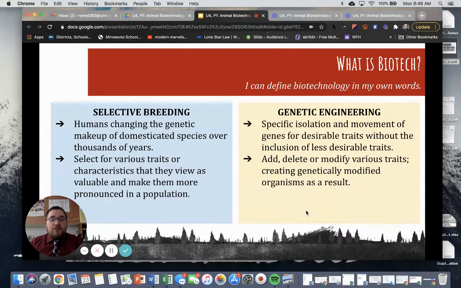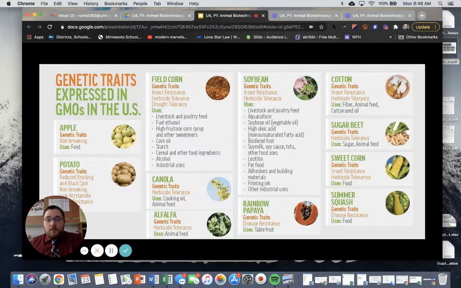and this is essentially when we have a specific isolation or movement of genes for desirable traits without the inclusion of less desirable traits. Right. So when we selectively breed, on the other hand, we are breeding for all of the traits in mom and dad and combining them together. Genetic engineering, we can manipulate and select one specific gene and target that gene to better pronounce that specific gene in our animal or in our plant. We can add, delete, or modify various traits, creating genetically modified organisms as a result.